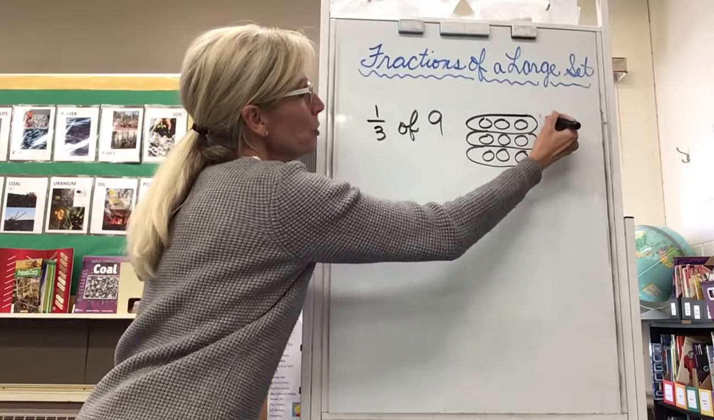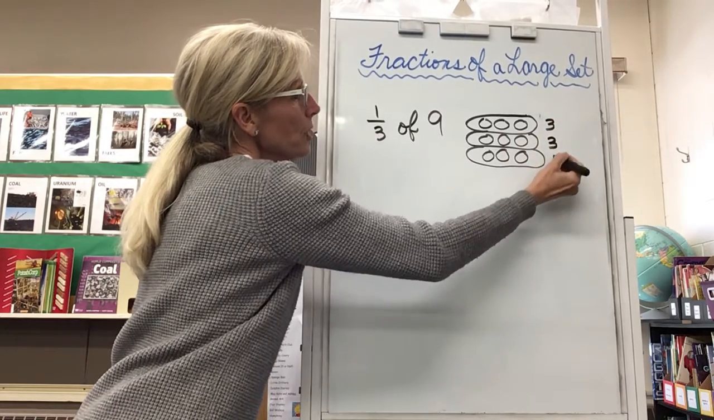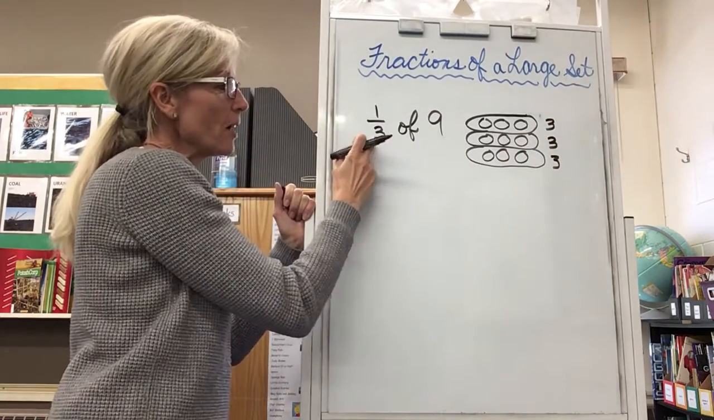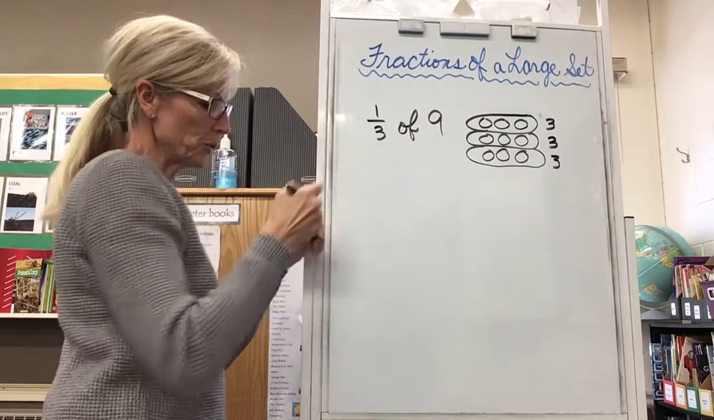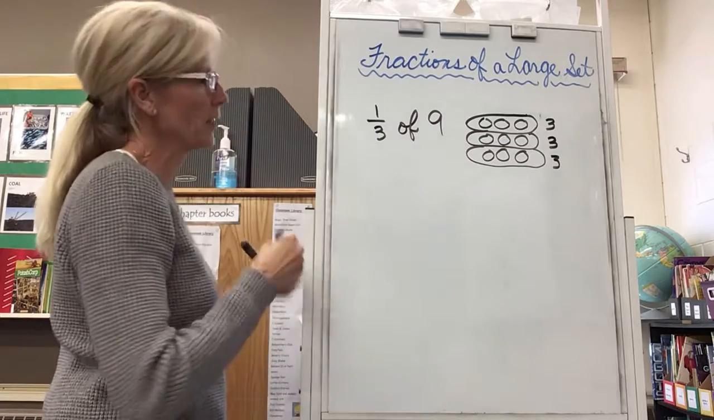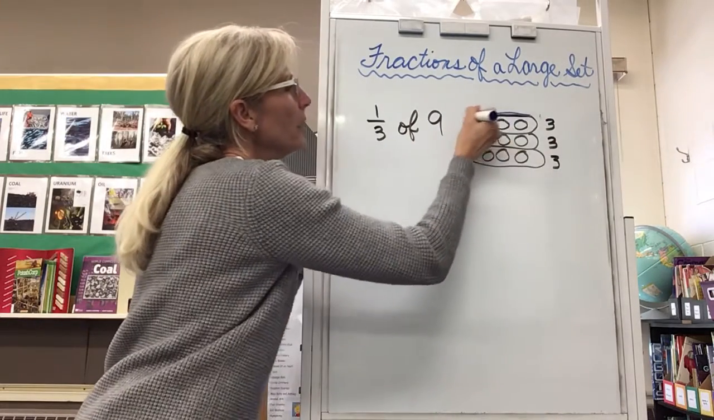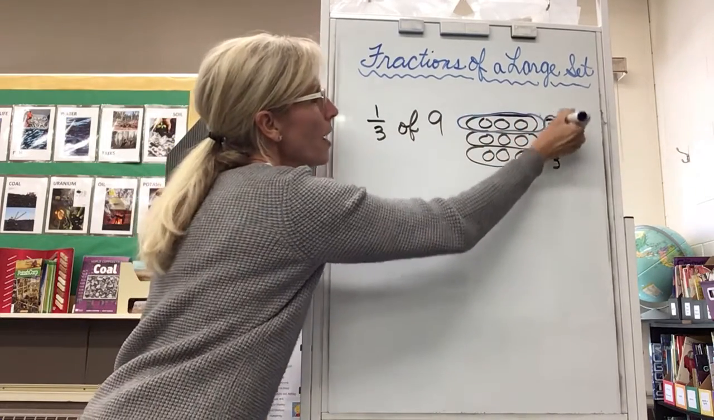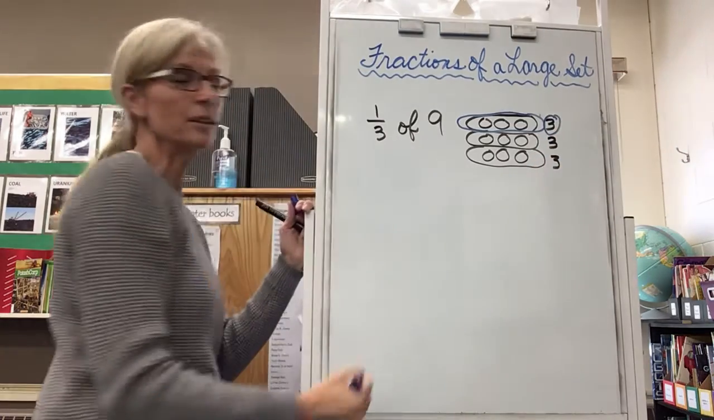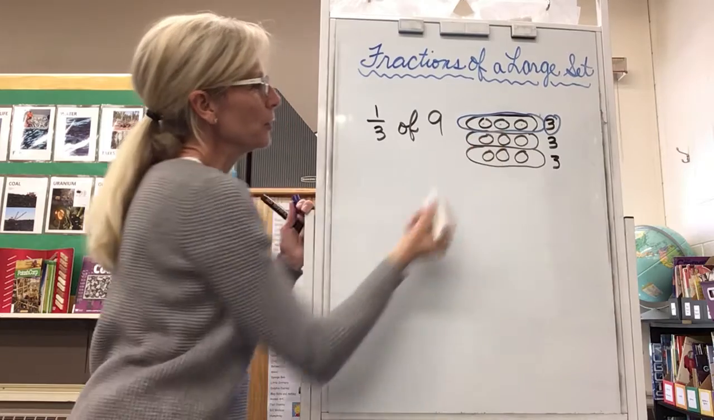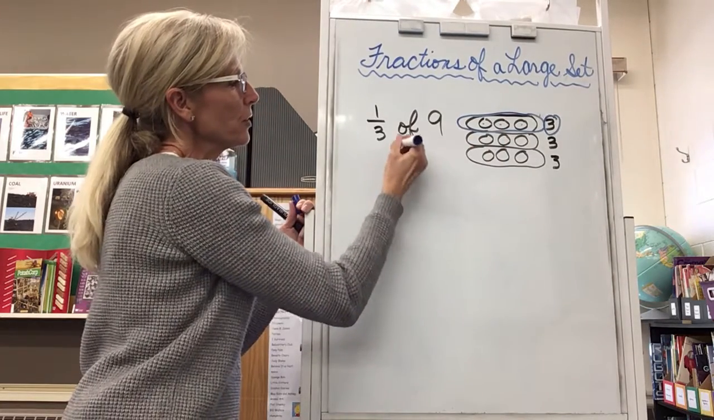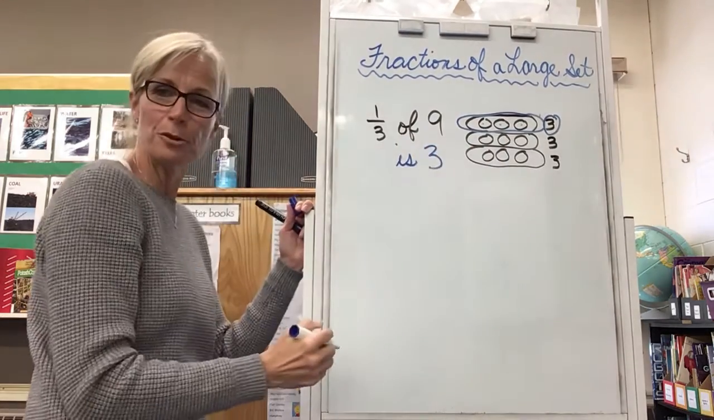3. There's a group of 3, there's a group of 3, and there's a group of 3. You now have 3 groups. 1 out of those 3 groups would be how many cookies? 1, 2, 3. So 1/3 of 9 is 3.